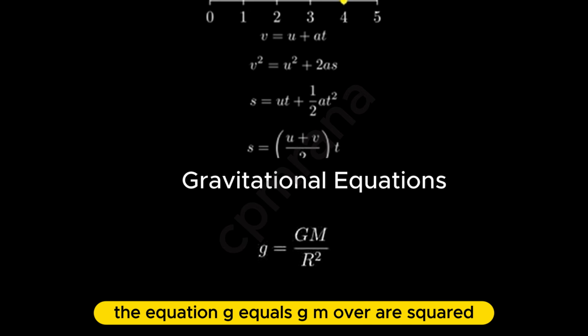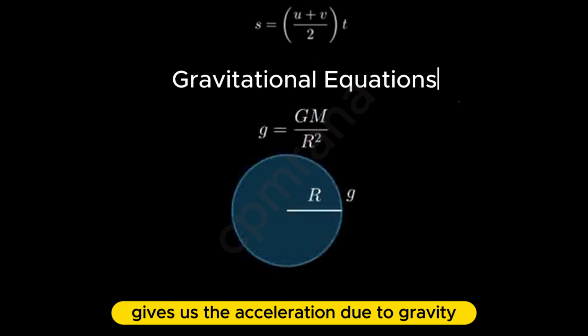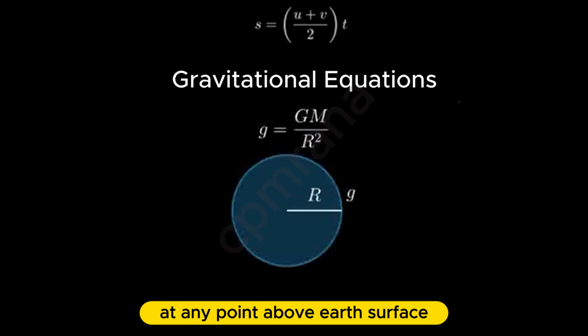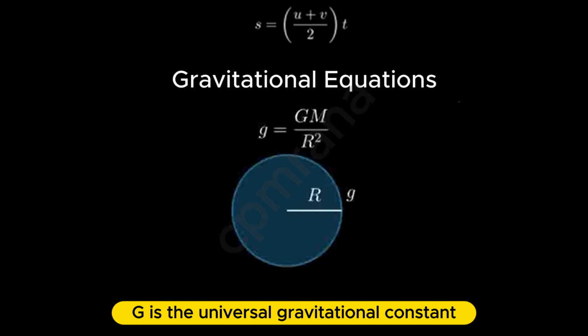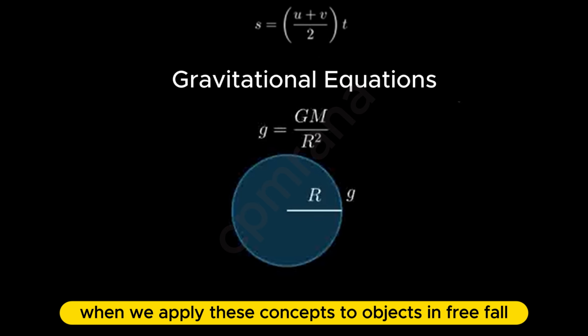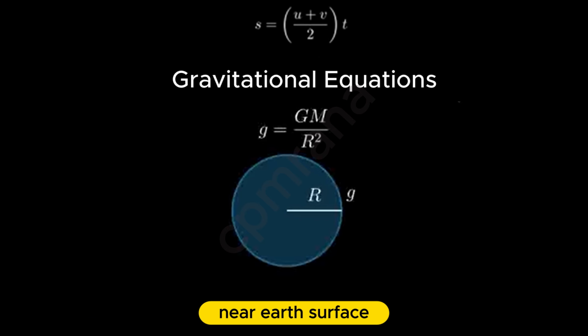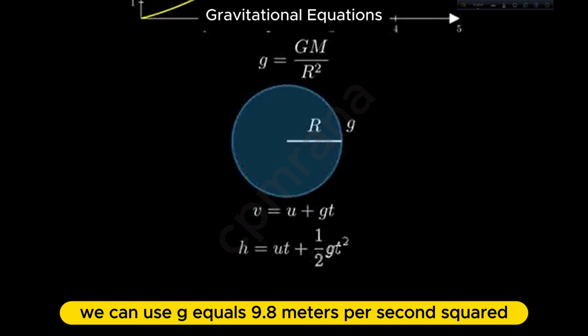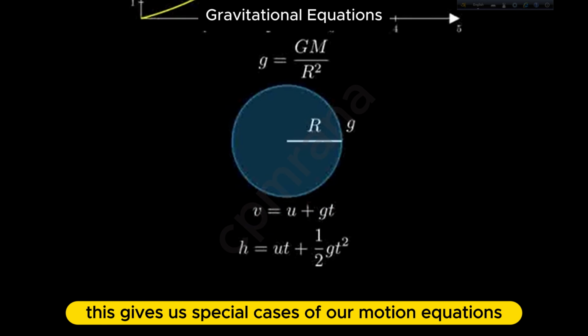Now, let's look at gravitational acceleration. The equation g equals GM over r squared gives us the acceleration due to gravity at any point above Earth's surface. G is the universal gravitational constant, M is Earth's mass, and r is the distance from Earth's center. When we apply these concepts to objects in free fall near Earth's surface, we can use g equals 9.8 meters per second squared. This gives us special cases of our motion equations.